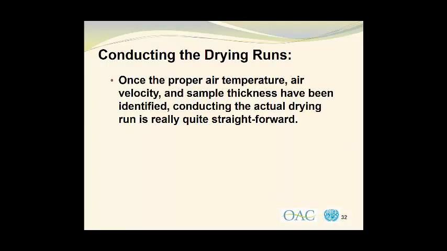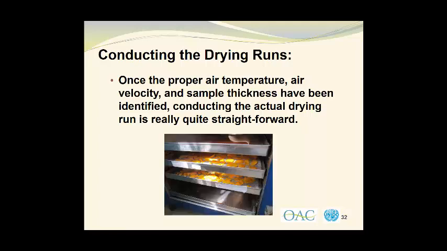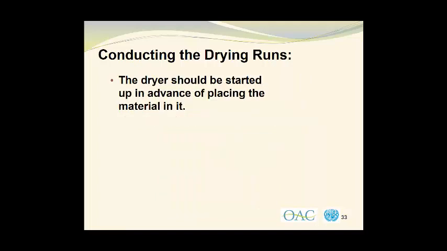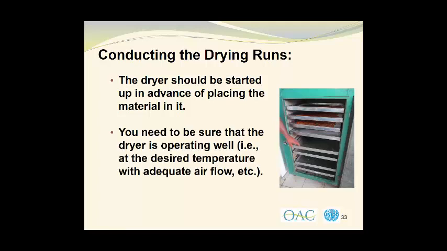Once the proper air temperature, air velocity, and sample thickness have been identified, conducting the actual drying run is really quite straightforward. Here we see some mango slices on drying trays going into a cabinet or tray dryer. The dryer should be started up in advance of placing the material in it. You need to be sure that the dryer is operating well. That means it's going at the desired temperature with adequate airflow and everything else is functioning as it should.